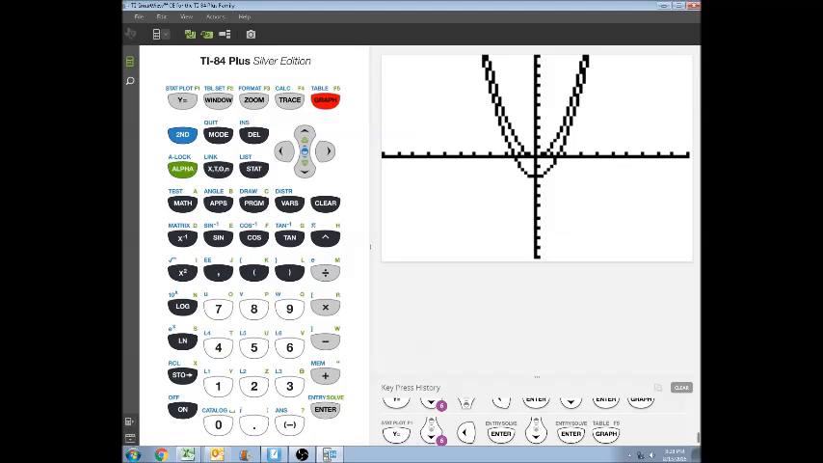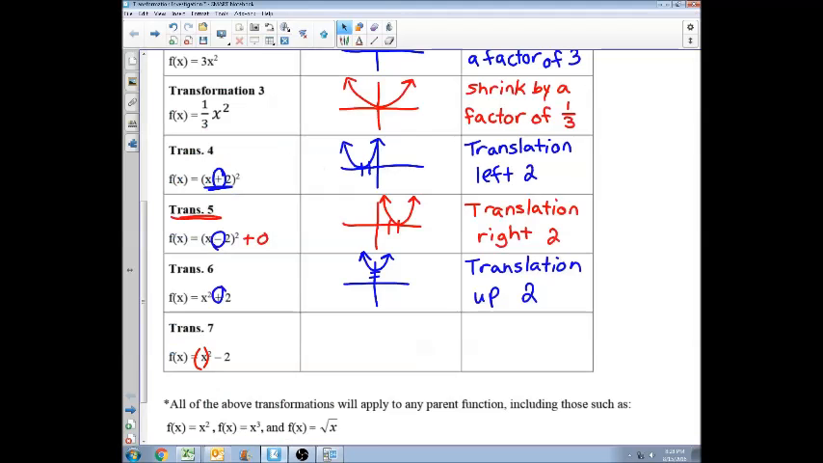So it is, probably what you guessed, a translation down 2. So if you remember that everything outside of the parentheses we're going to follow the sign, and those are up and down movements, and everything that's inside the parentheses we're going to go opposite the sign, and they're left to right movements, then you will be perfectly fine because it tells you exactly how far to move everything every single time. Go ahead and sketch that.